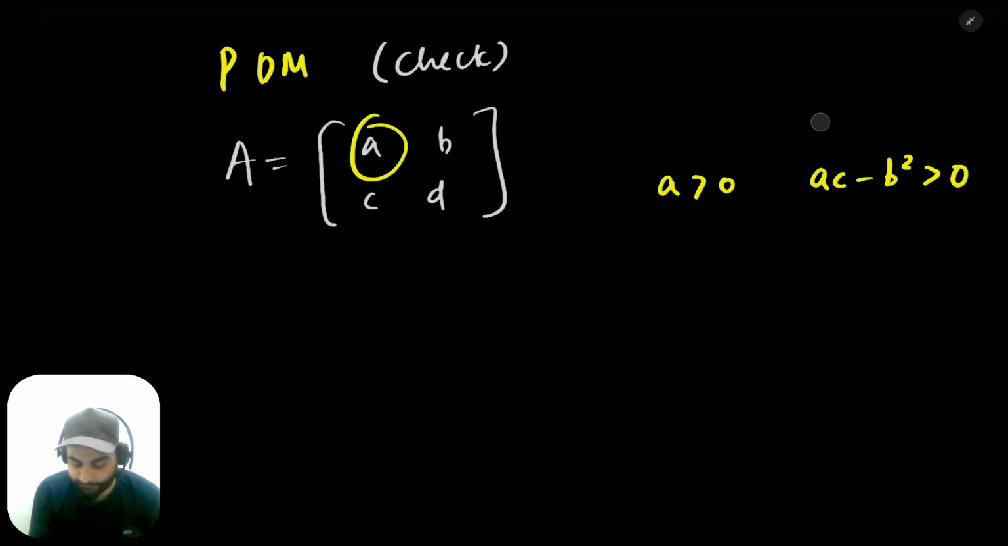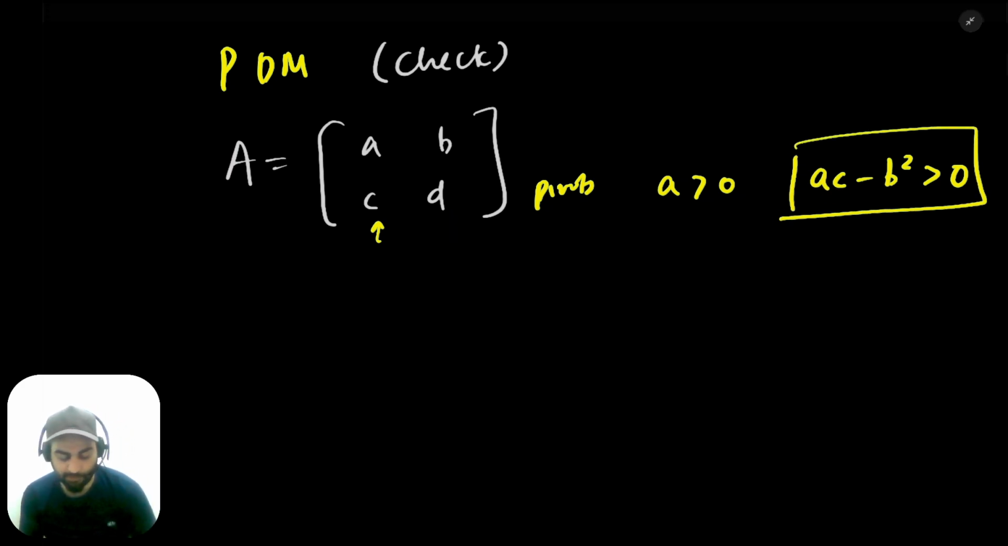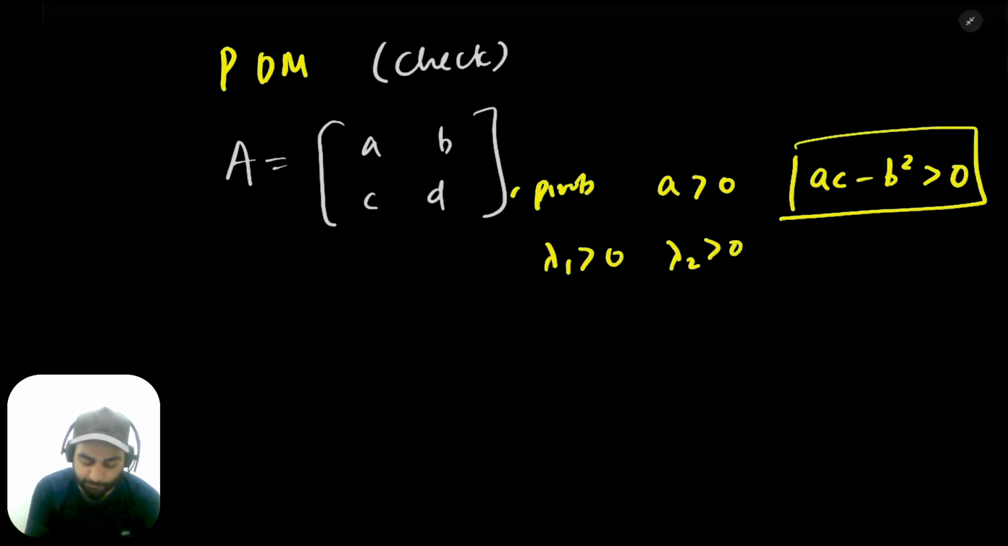So these are the pivots. This is the first pivot a. When I make this 0, this d will get changed, so this will become ac minus b square. This should be greater than 0. And then we should have the lambdas, lambda 1 and lambda 2. They should also be greater than 0. So this is a test you can perform. The first test is that you can just compute the lambdas, and that way you can say that this is a positive definite matrix. Or you can perform another test.